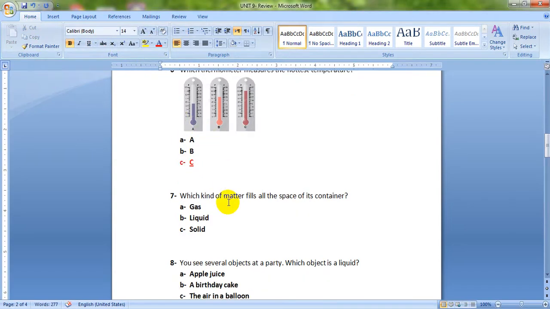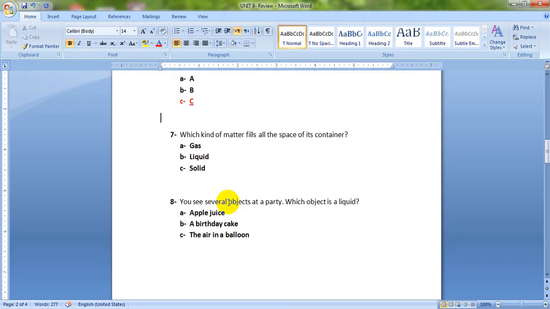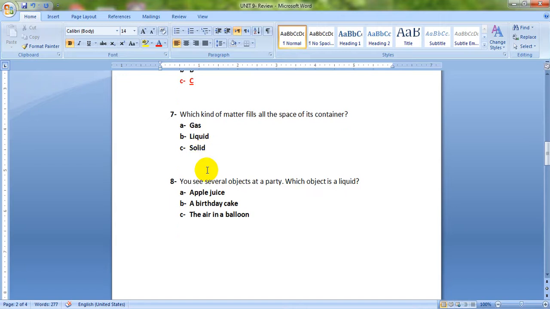Question number 7. Which kind of matter fills all the space of its container? Is it gas, liquid, or solid? Let's remember the states of matter together. The first one is solid, and as we said, solids keep their own shape. Its shape doesn't change from putting here or there.